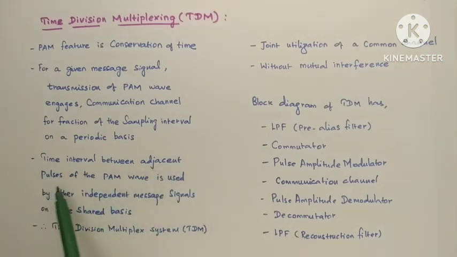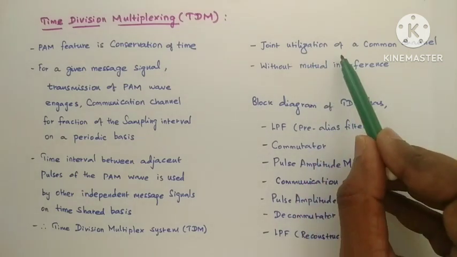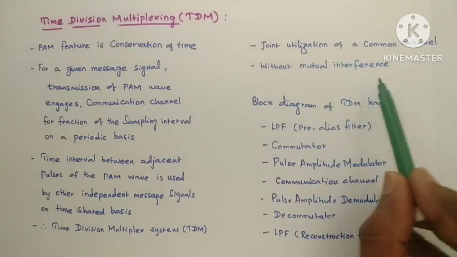The time interval between adjacent pulses of the PAM waveform is utilized by another message signal. The sample of another message signal is placed in between the samples of the current message signal. In this manner, the common communication channel is utilized for transmitting several messages. All these are occupied on a time basis. Therefore, this technique is called the time division multiplexing system. This facilitates joint utilization of a common channel without mutual interference.